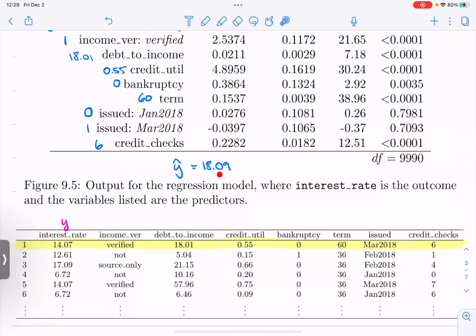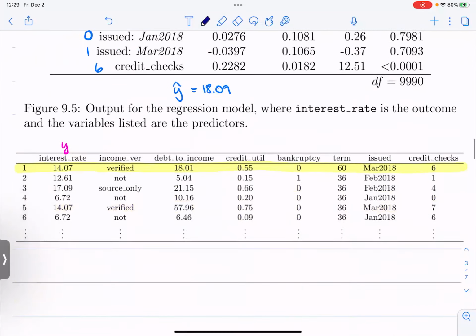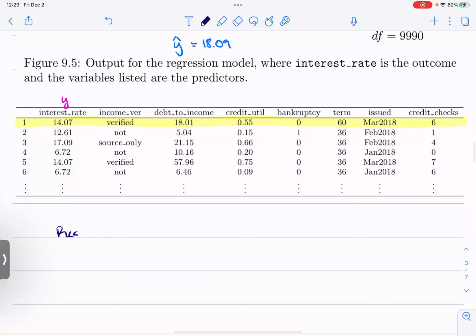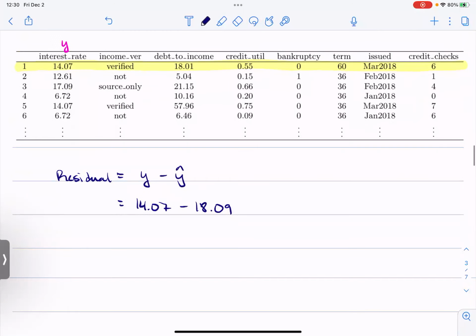So we predicted an interest rate of 18.09, whereas the actual interest rate that they saw was 14.07, which means we could find the residual, which is the observed minus the predicted: 14.07 minus 18.09, which is negative 4.02.